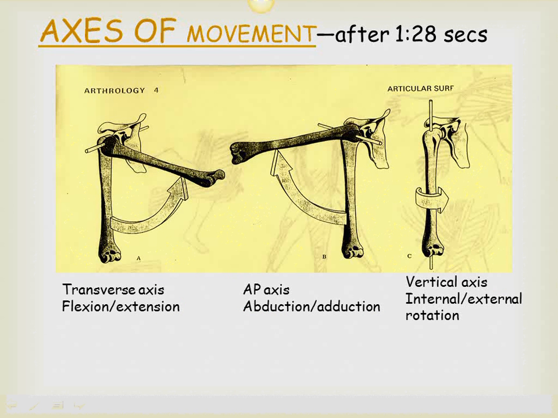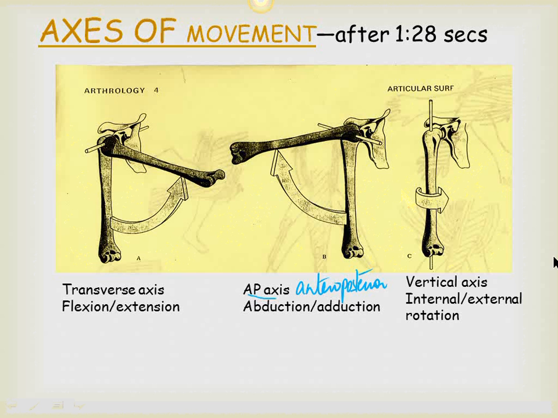Abduction and adduction occur along an anteroposterior axis. AP stands for anteroposterior axis. So imagine, look at this pin. This pin has been put through the joint going from anterior to posterior. See this? From the front to the back, from anterior to posterior. So abduction is away from the median plane, adduction is towards the median plane. Can you see if you put a pin through, abduction is on one side of the axis, adduction on the other side of the axis, okay?